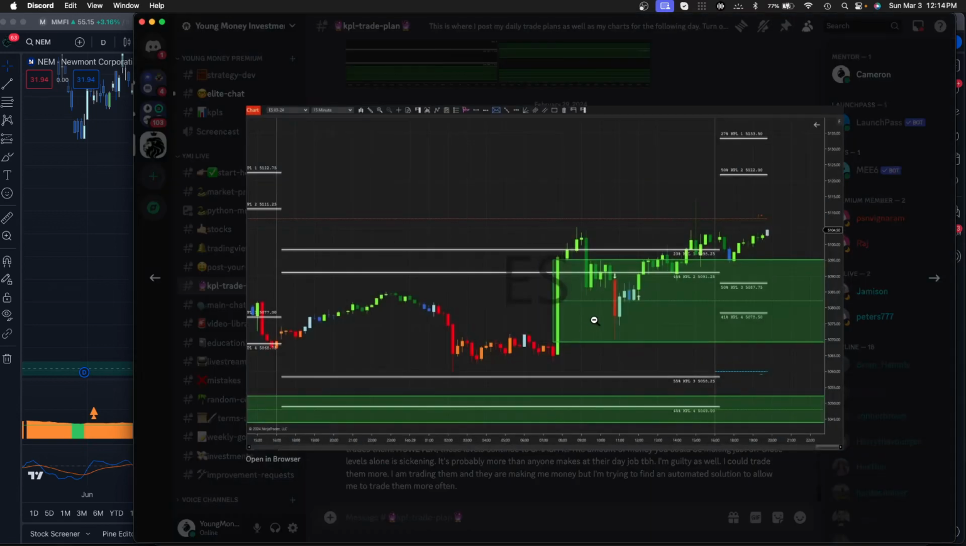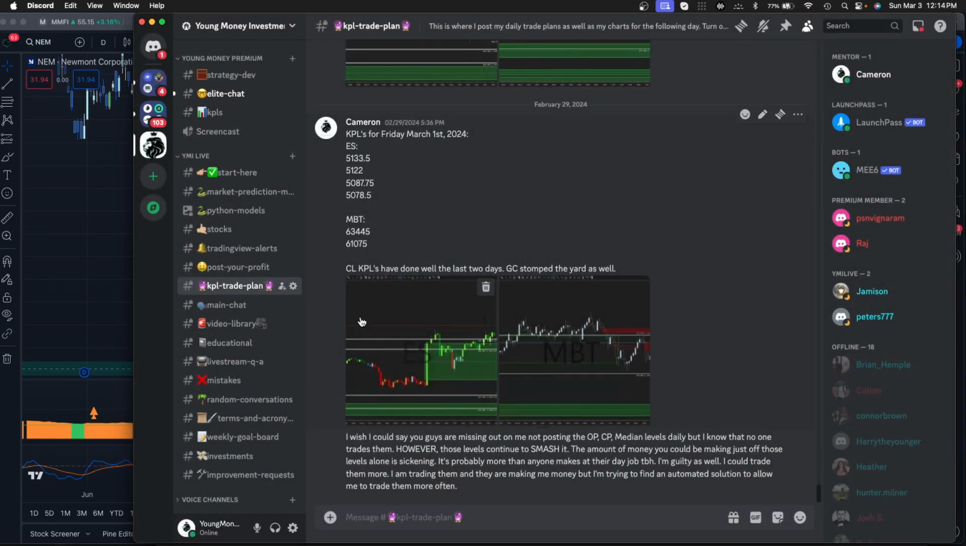I think visually, I'm a visual person, so I like the screenshots, but I could get the KPL values out probably right at market open using an automated system. So there's some potential there as well. Let me know what you think.